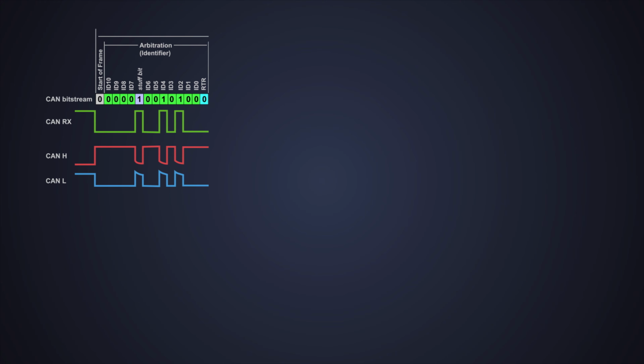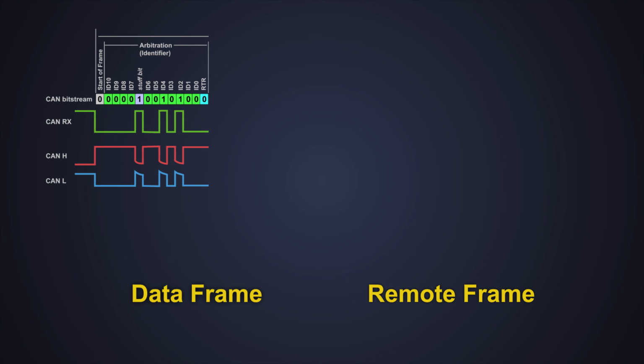Next is the remote transmission request. It determines whether the frame is a data frame or a remote frame. If the value is a dominant bit, then it is a data frame. Otherwise, it is a remote frame. In this, the node requests data from another node.